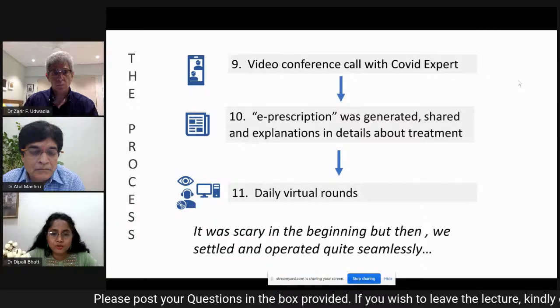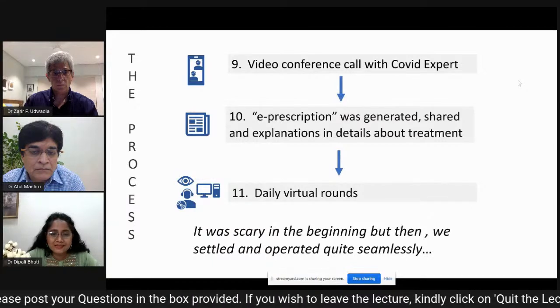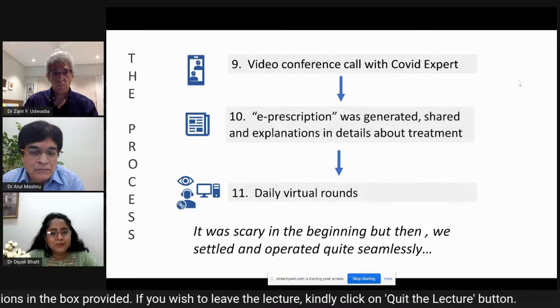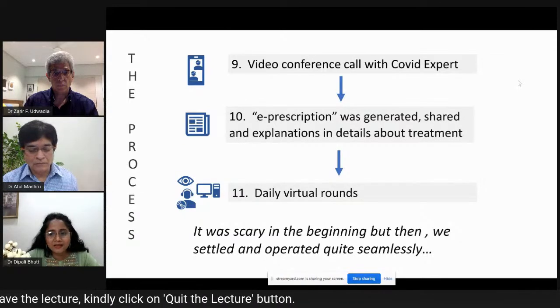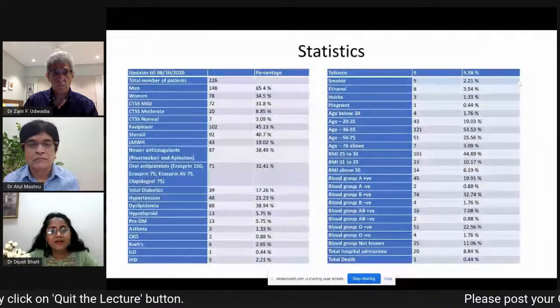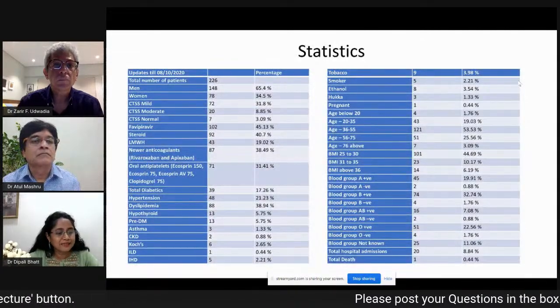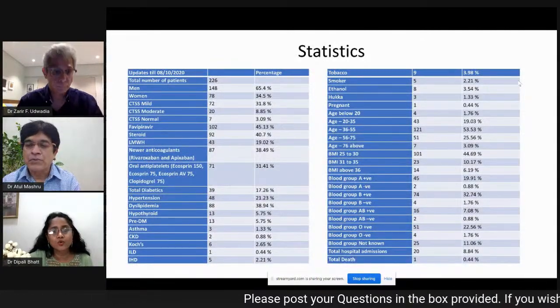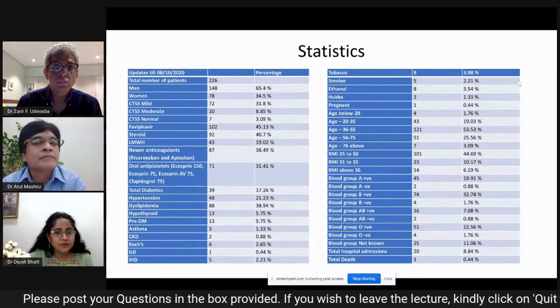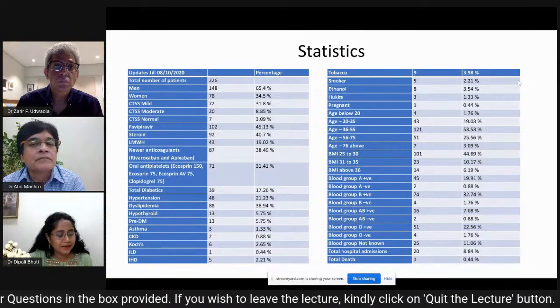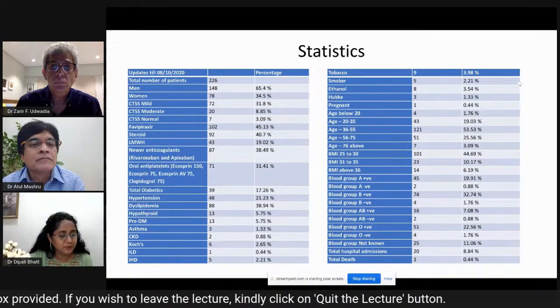This was very crucial and it was very scary in the beginning. But then we settled and operated quite seamlessly. Now, I would like to state some of the statistics of this group that we had done home quarantine for. You can all see the slide here, and I will just speak out some of the numbers.